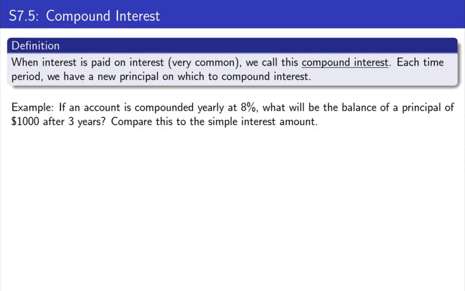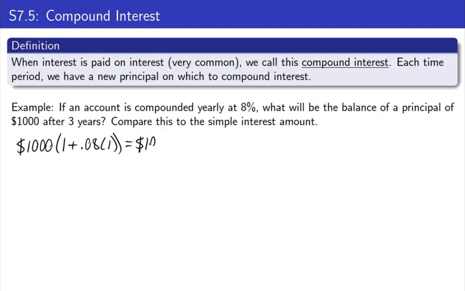It simply means that each time we compound interest, we have a new principal from the interest added on in the previous month. Let's take a look at this example. Suppose we've got an account compounded yearly at 8%, and we want to find the balance of the principal of $1,000 after 3 years. So $1,000 is my starting principal, and I'm going to take 1 plus the rate, which is 0.08, times the time. Let's just do 1 year and see what we get.